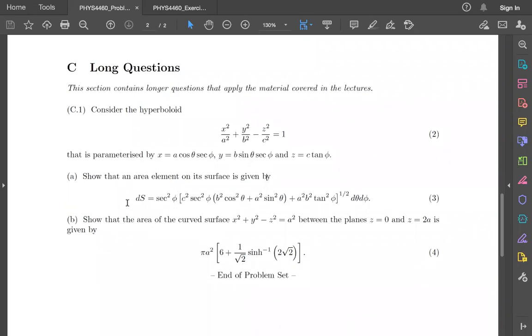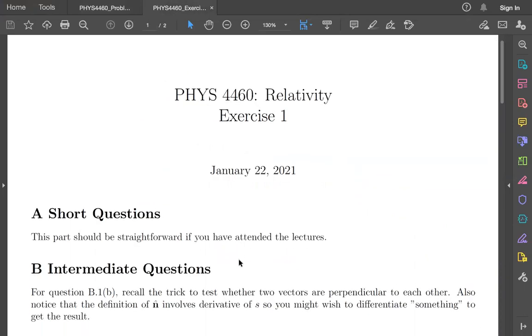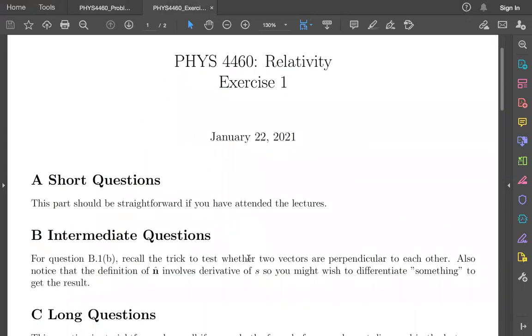The first question is straightforward. It asks you to derive the area element on this surface, to show that this area element is given by this expression. I won't go into details about how to derive this. Instead, I will show you the exercise notes I have prepared here.